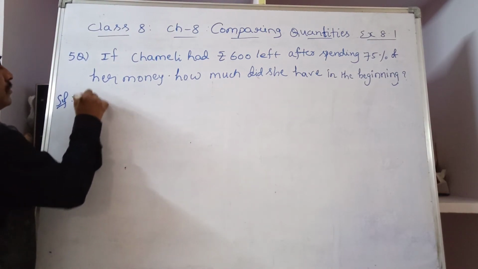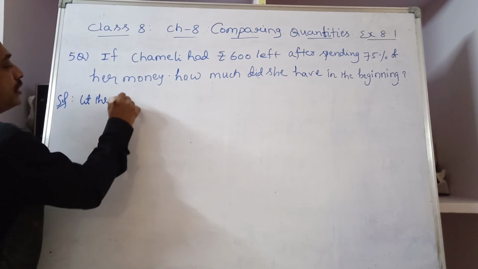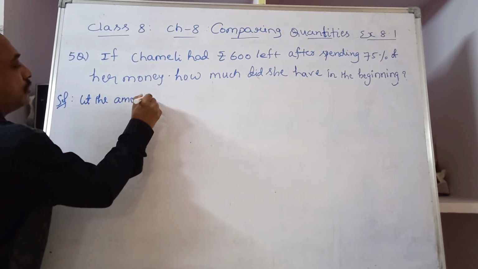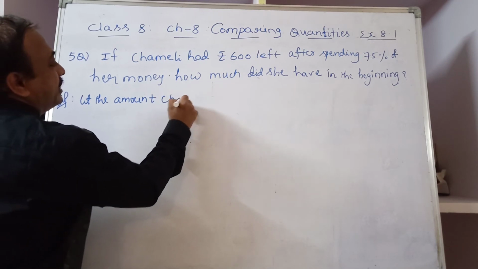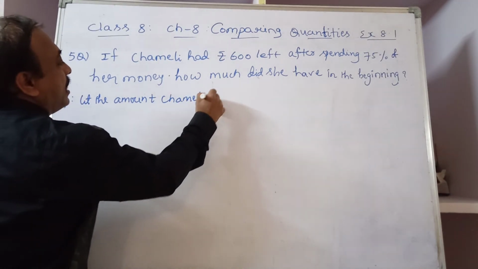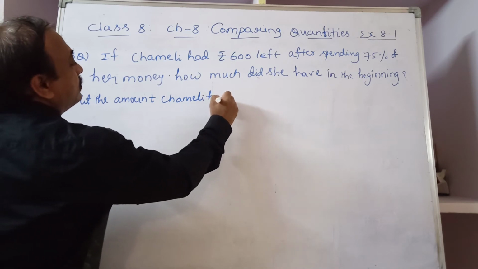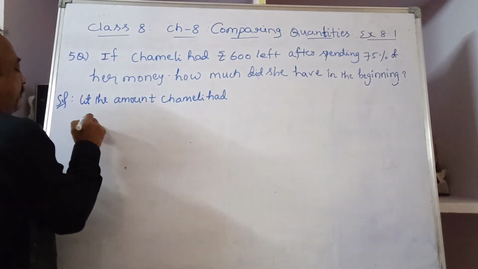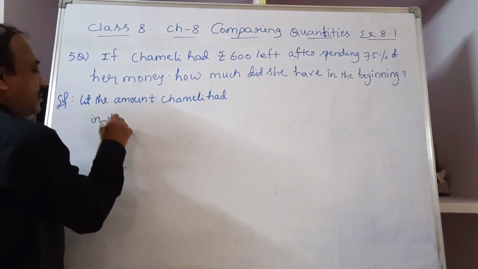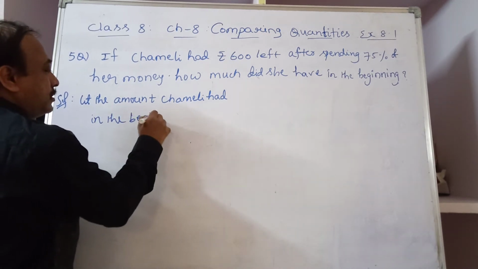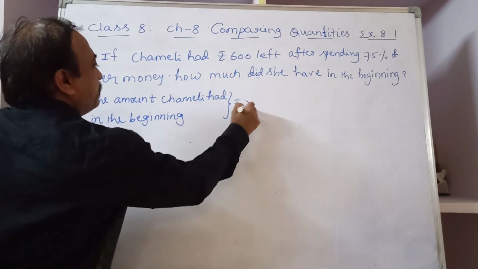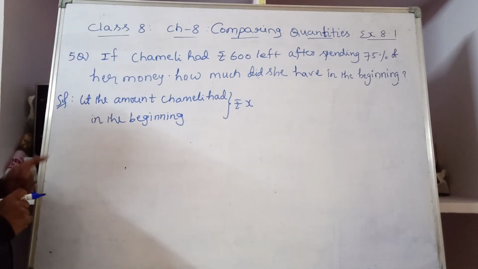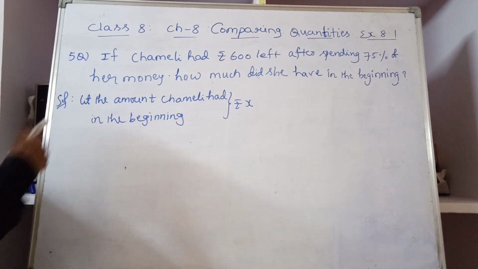Let the amount Chameli had at the beginning be rupees X. We are taking it as rupees X. In that, how much did she spend?